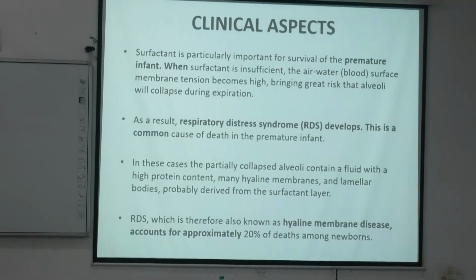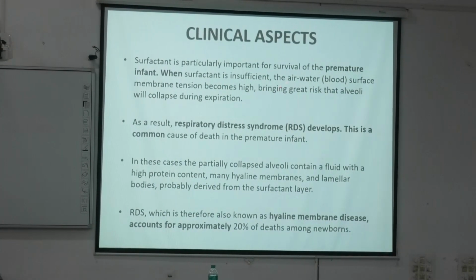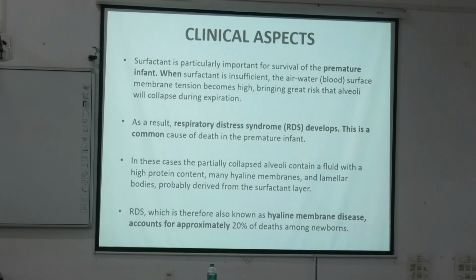Surfactant is particularly important for survival of the premature infant. When surfactant is insufficient, the air-water-blood surface membrane tension becomes high, bringing great risk that alveoli will collapse during expiration. As a result, respiratory distress syndrome (RDS) develops. This is the common cause of death in the premature infant.